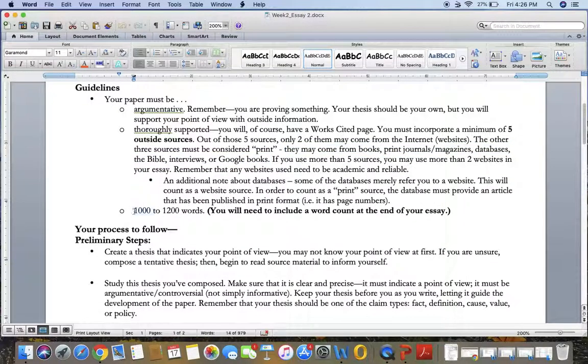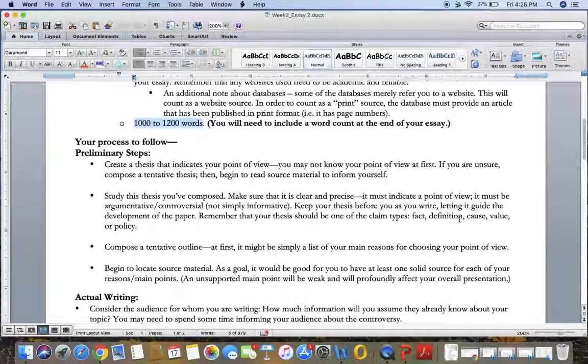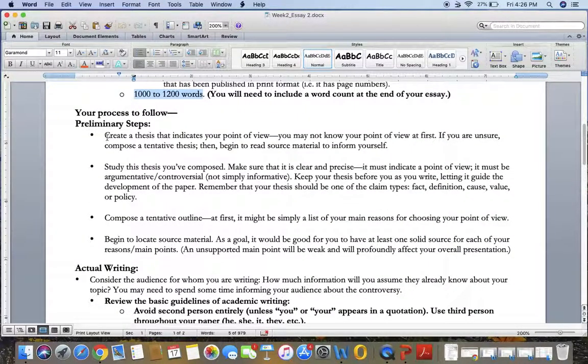Length: 1,000 to 1,200 words, which is about 3 or 4 pages. So it's really not that long. Don't let that overwhelm you, that you have to write this super lengthy essay. It's really not bad. So the first thing you want to come up with is a thesis statement, and this will be your claim. And we'll be talking about different types of claims next week in our content. So you'll get a lot of good guidance as far as what makes it a good claim, what makes it a bad claim, that kind of thing.